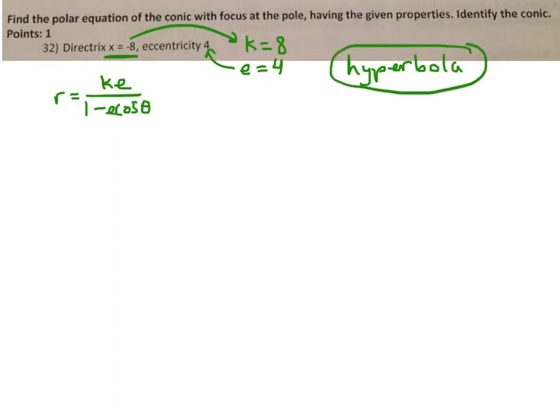And then we just need to plug these things in to our formula. R equals 8 times 4 over 1 minus 4 cosine theta. So it's really 32 over 1 minus 4 cosine theta.